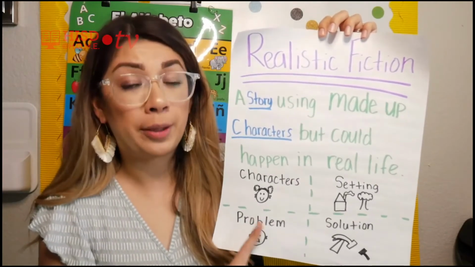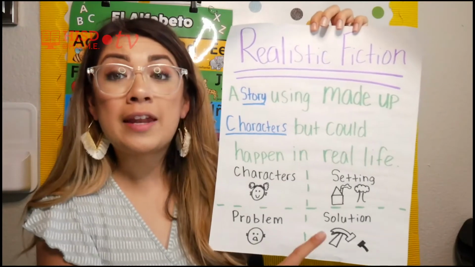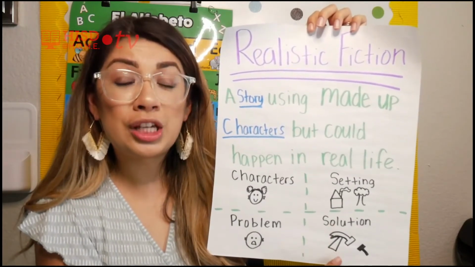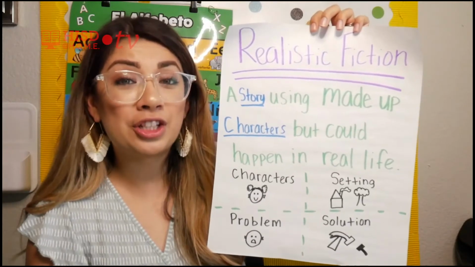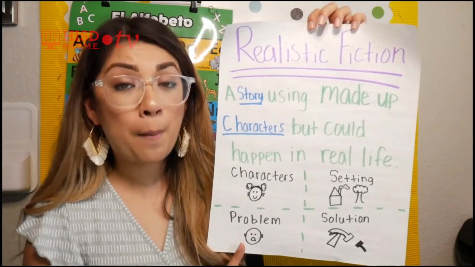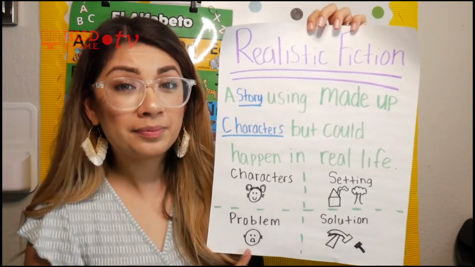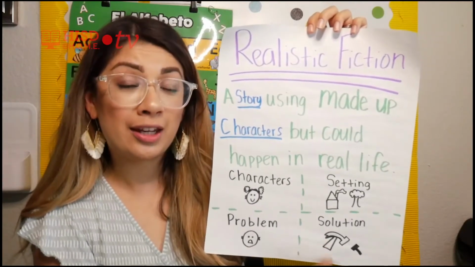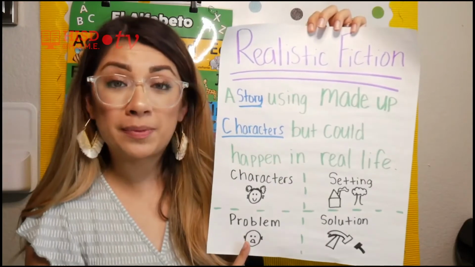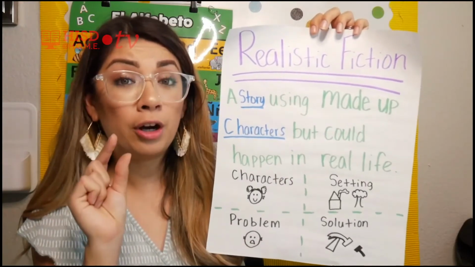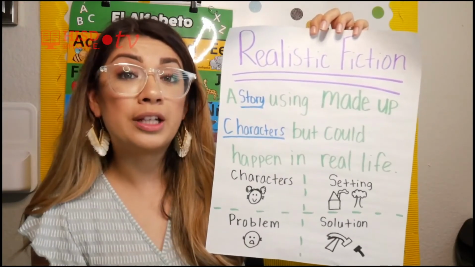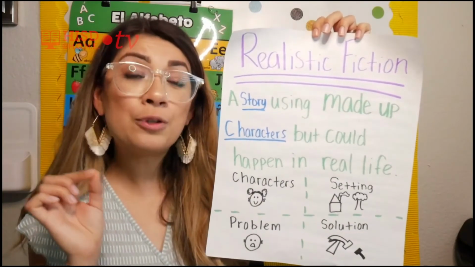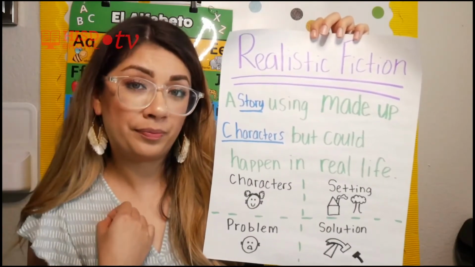Then we also have a problem with the story. And if there's a problem, there has to be a solution. In a realistic fiction, characters have a problem and a solution. So if they have a problem, something that makes their life in the story just a little bit more difficult, they have a solution. How to fix that problem?